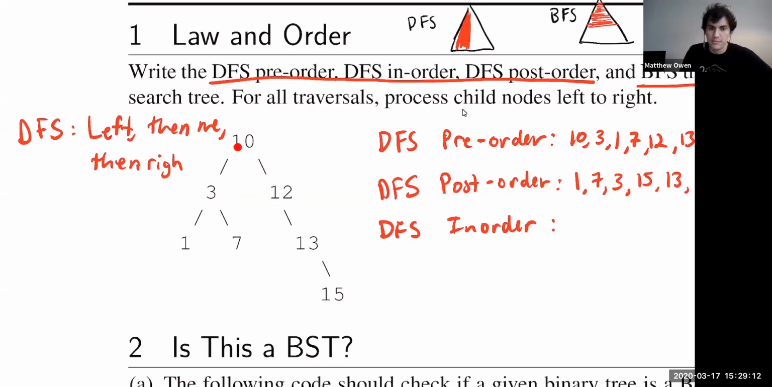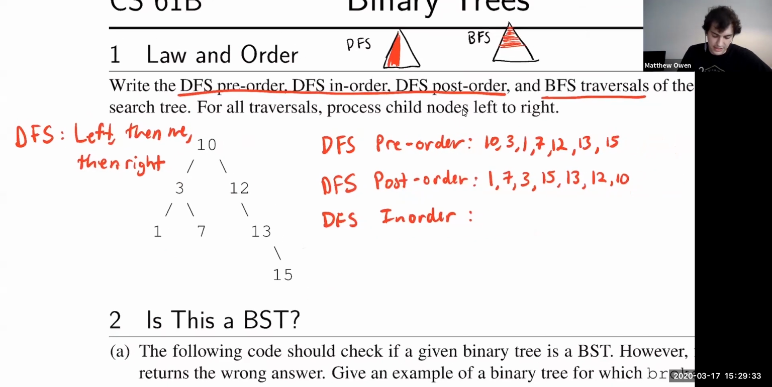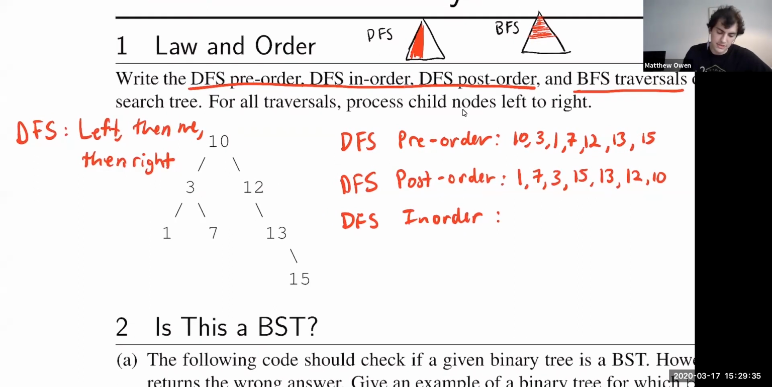So in this case, if we're looking at 10, we should process everything to the left of 10. So we should process 1, 3, and 7 before we process 10. And then finally, we should process everything to the right. So basically, first do everything to the left, then do myself, then do everything to the right. So what exactly does that look like? Again, we're going to do the same exact traversal.